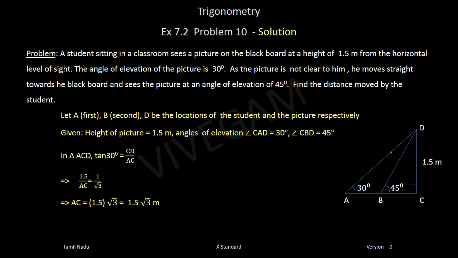Now take triangle ACD. Tan 30 is opposite by adjacent, so tan 30 is CD divided by AC, and we know CD is 1.5 meters. So 1.5 divided by AC is equal to tan 30, that is 1 by root 3, or AC will be 1.5 into root 3. By cross multiplication, AC into 1 is AC, and 1.5 into root 3 we keep as it is. So AC is 1.5 root 3 meters.